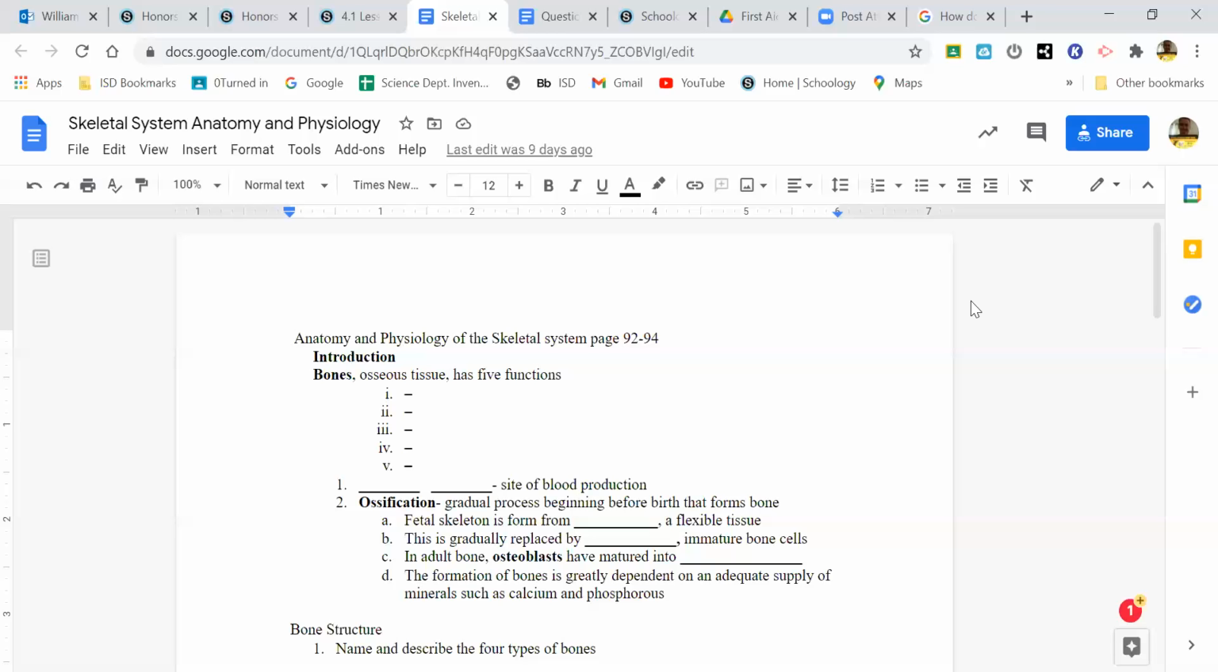I think I put 1, 2, 3, 4, 5. Store minerals is the 5th one. I combined it into that one. 5 is store minerals. All right, number 1. Bone marrow is the site of blood production.